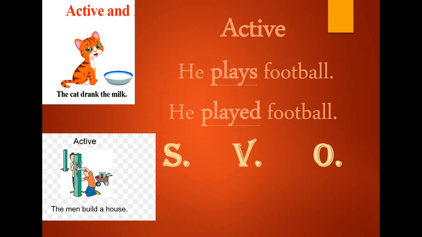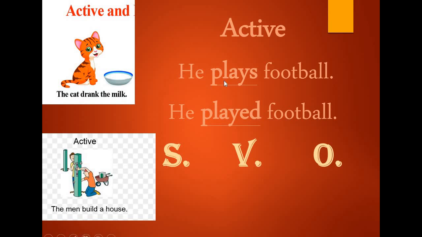But what is the passive? And what do we need to focus on when we talk about active and passive form? The first thing we need to focus on is the active sentence that I already told you about. Active sentence, SVO, subject, verb, object. Number 2, you need to focus on the tense of the verb. Look at the verb here, plays, and the verb here, build, the verb played, the verb drank. What is the difference?